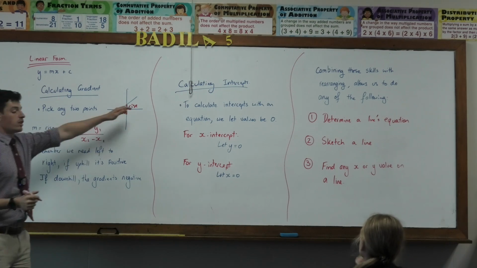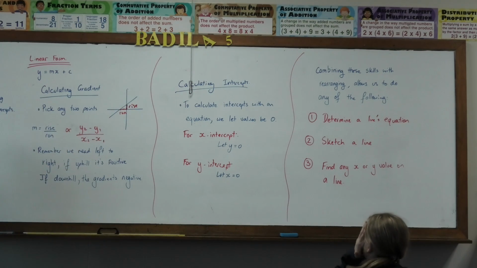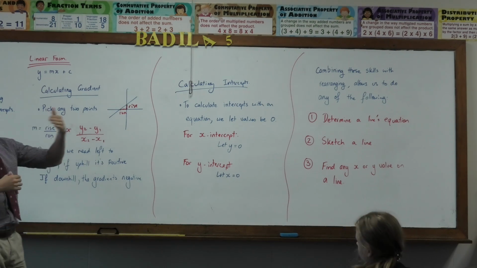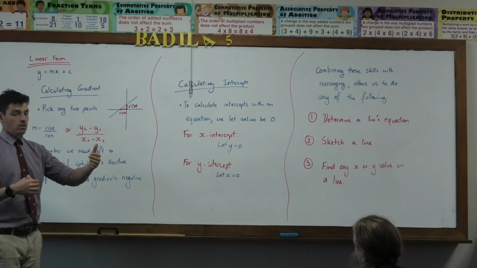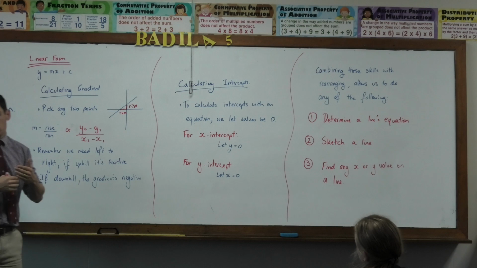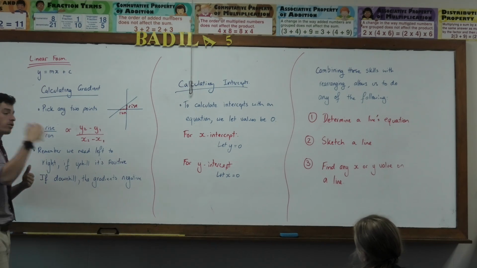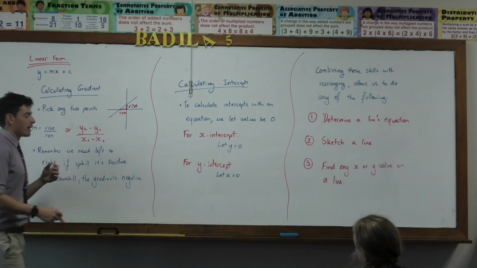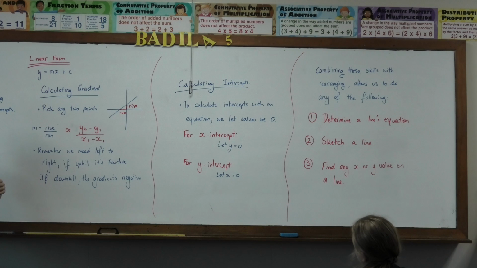And I'll simply do rise divided by run. Remember, the gradient tells us how many steps up per every x value across. Does that make sense? So every x value I go across, how many steps do I go up? Remember, we read left to right, so if it's going uphill, Jake, what does that make it? Yeah, very good. If we're going uphill, when we read left to right, it's positive. If we're going downhill, it's got a negative gradient.